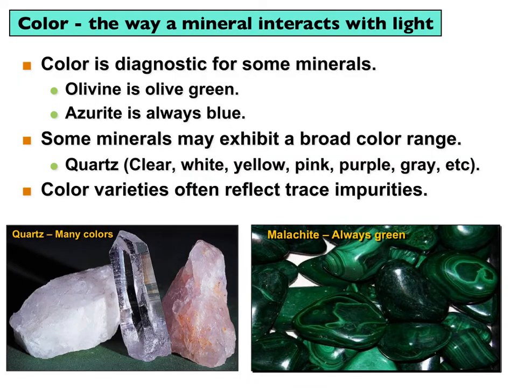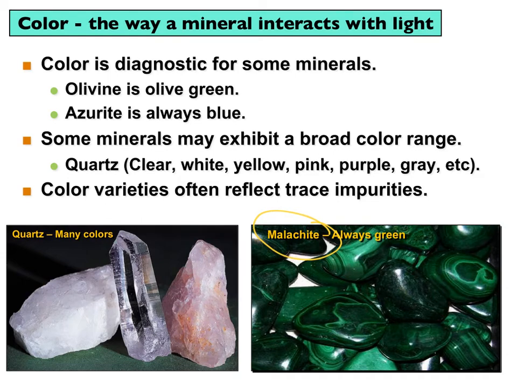Let's discuss color first. Color is simply the way that a mineral interacts with light. For some minerals, color is diagnostic. For example, malachite down here. Malachite is always green, has that very distinctive kind of swirly green color. Kyanite, we saw that in the last video I made on minerals, is always blue.